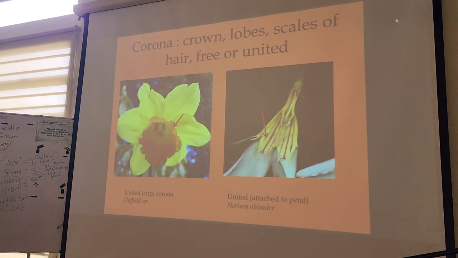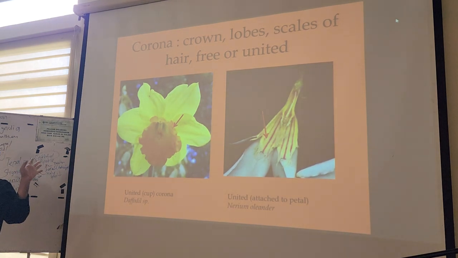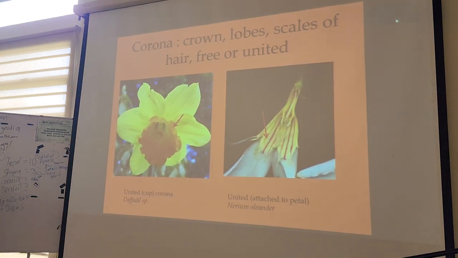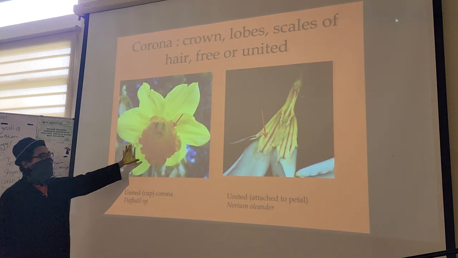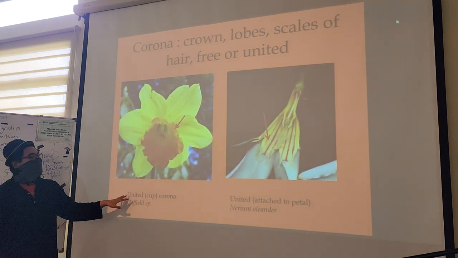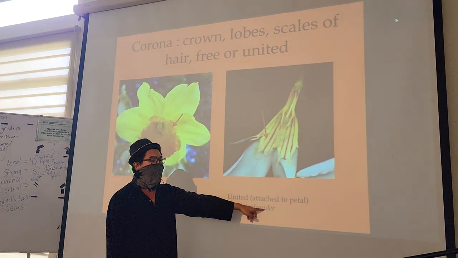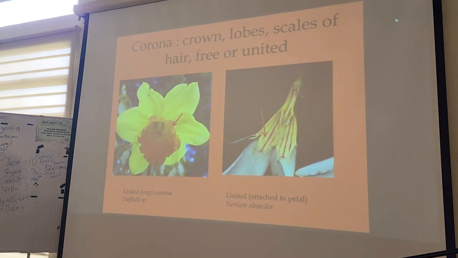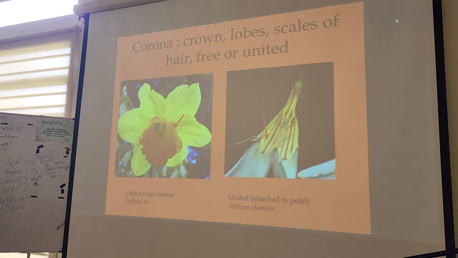Next, the daffodil also has a corona, but its corona is polypetalous. Sorry, for the passion flower, the corona is single, like this, separate. But for the daffodil, it is in the form of a fused cup. The bell, the corona, is still right in the middle. Or in the case of Nerium oleander, the flower is united as well, fused to the petal.